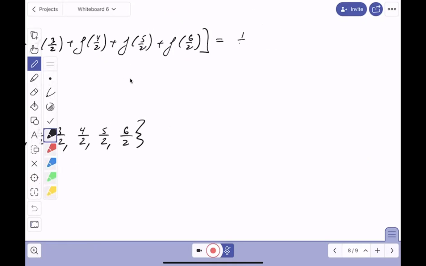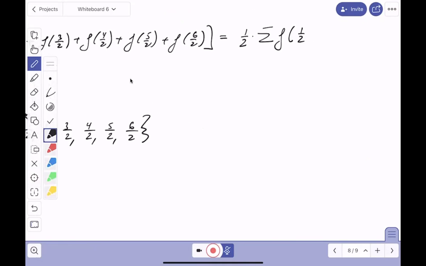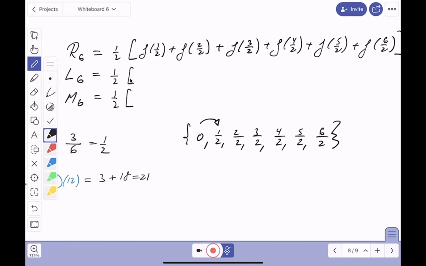What do you get? 1/2 times the sum of F of, well, you know what? They're going up by halves, right? So I'm going to say 1/2 of i, and the i is going to start at 1 and end at 6. All right, I'm not going to do the computation, but I do it in my notes for you.